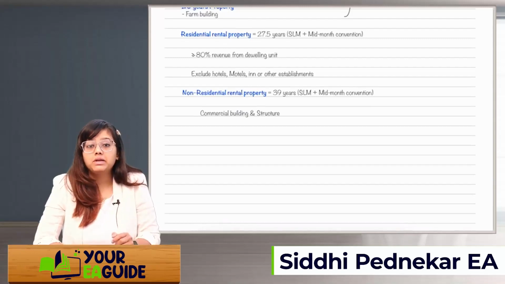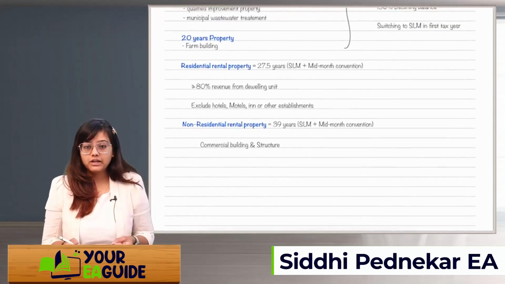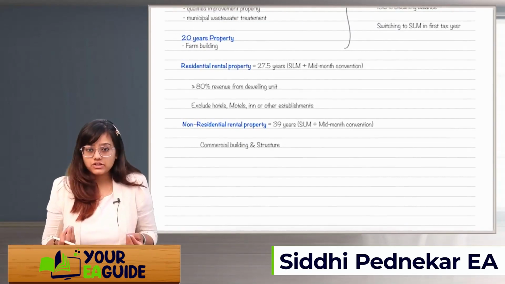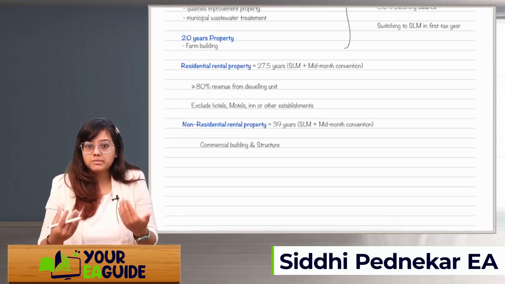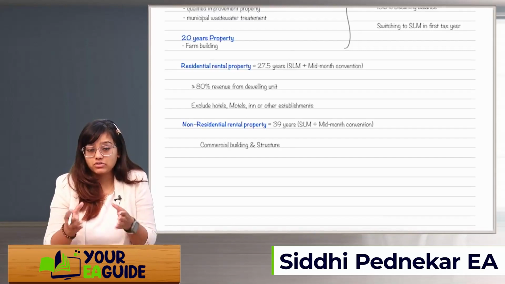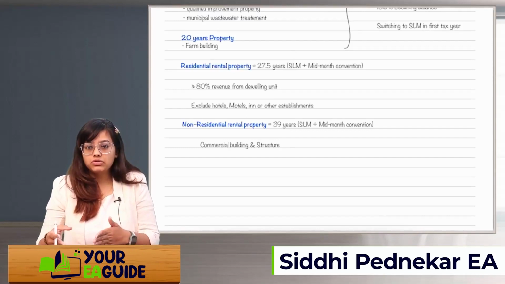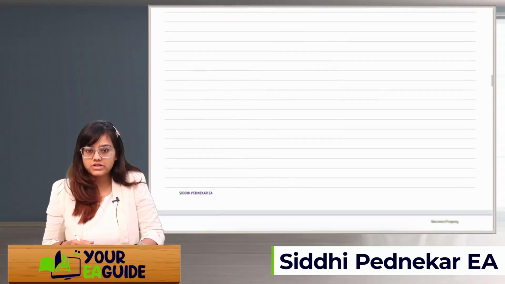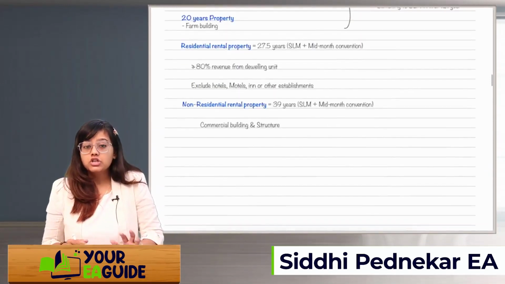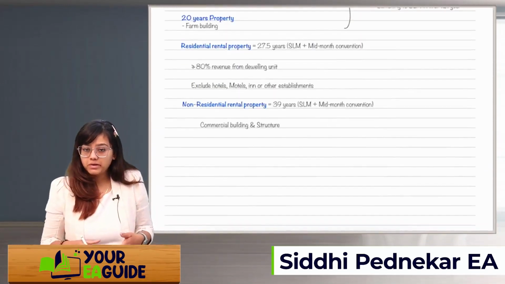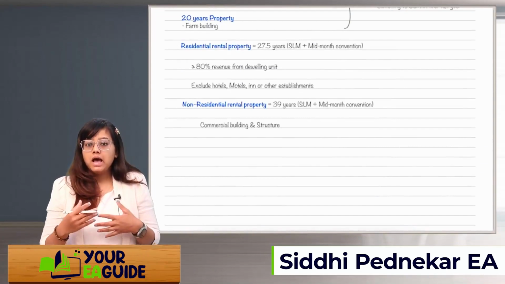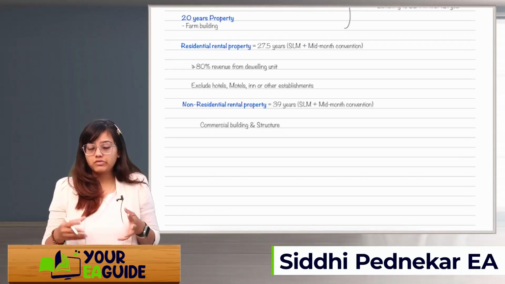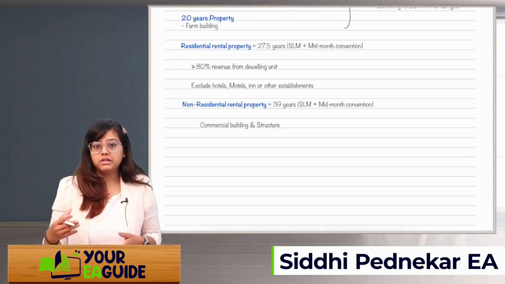Next is non-residential rental property. Means what? If you have rented some property and it is used for commercial purpose, like people are not using it for residential, for living, right? The building has been rented and where the office structure is there, right? So 39 years will be used, and mid-month convention. We'll see what is this mid-month, half year, conventions just after this topic. So if it's a non-residential rental property, 39 years will be considered, and we will take SLM plus mid-month convention. Residential rental, 27.5 years is there, SLM plus mid-month convention.